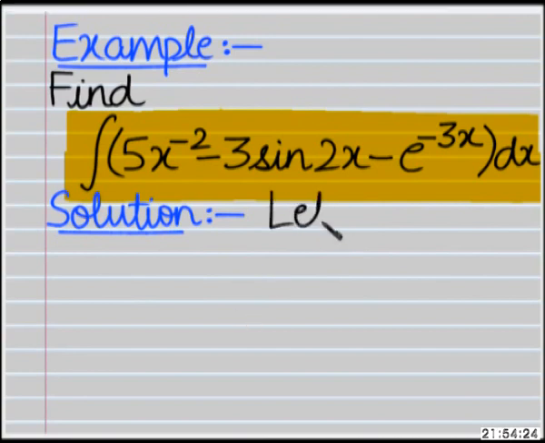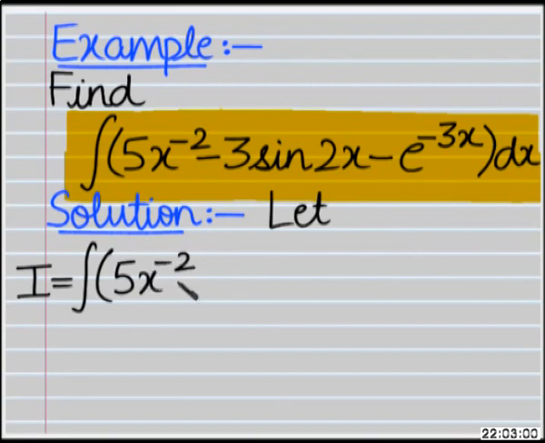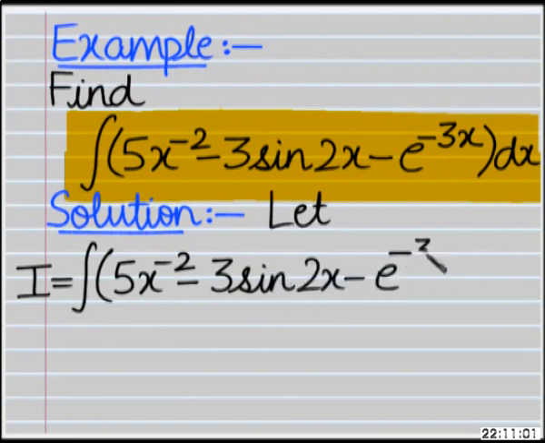Let I is equal to integral of 5 into x raised to the power minus 2 minus 3 into sine of 2x minus e raised to the power minus 3 into x with respect to x.